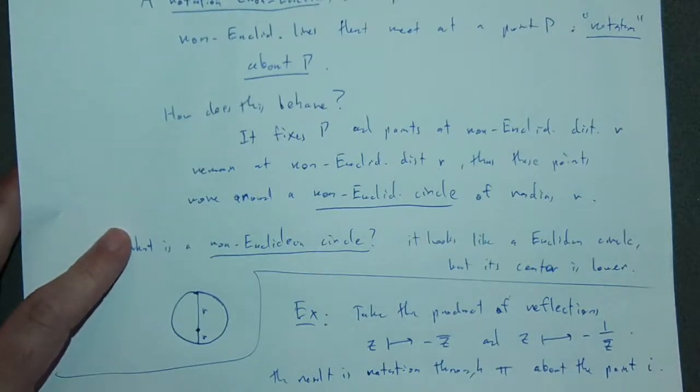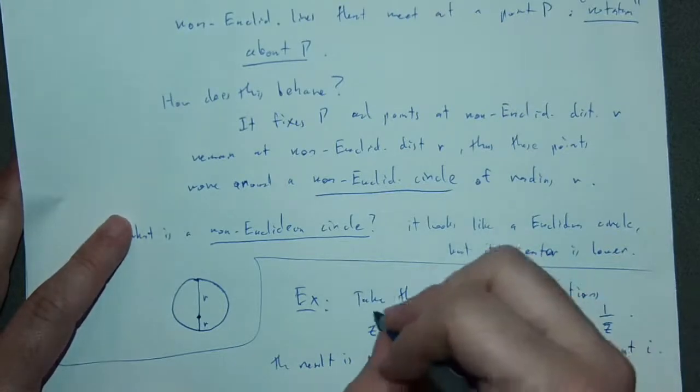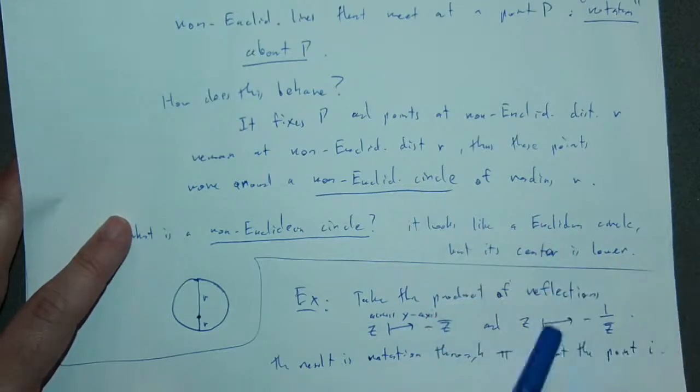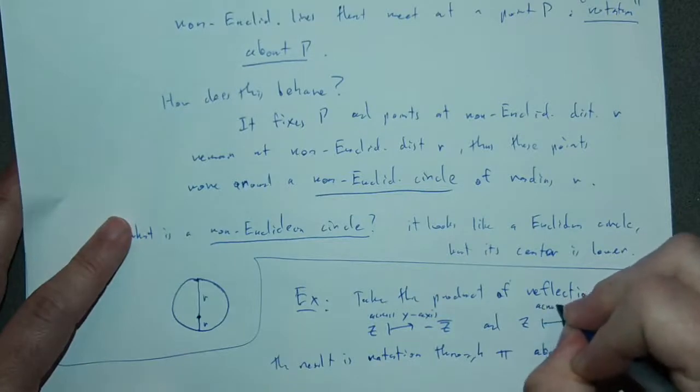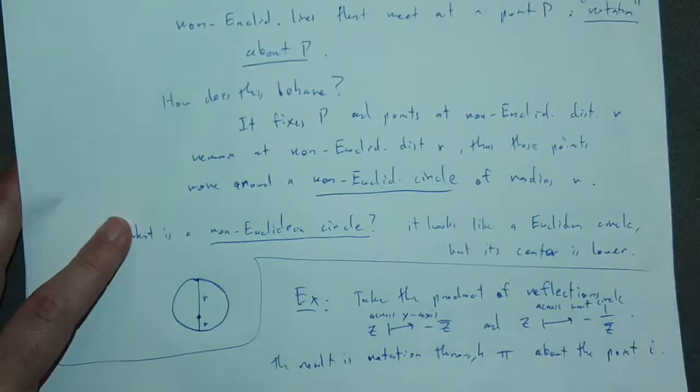Why? Well, this is a reflection across the y-axis. And this is a reflection across the unit circle. The upper unit semicircle intersects the y-axis at the point (0, 1), which is, of course, the complex number i. So that's their point of intersection, and that's why the resulting thing is what it is.